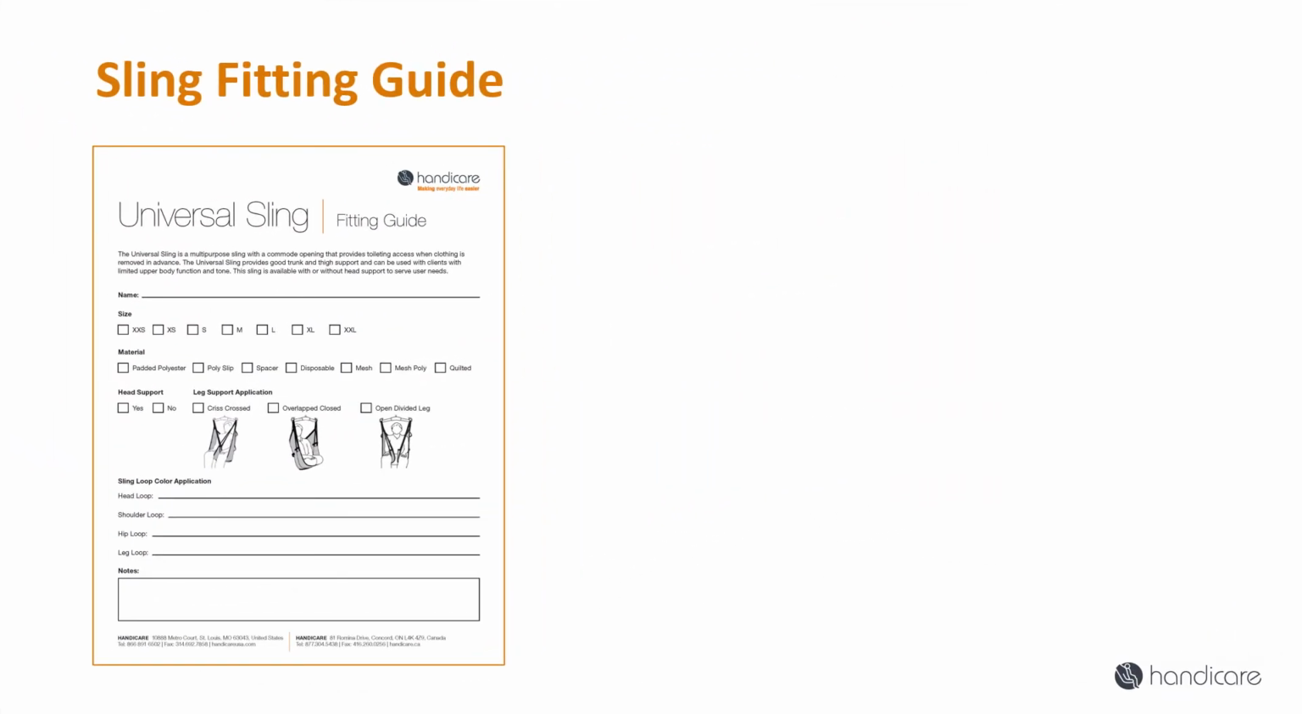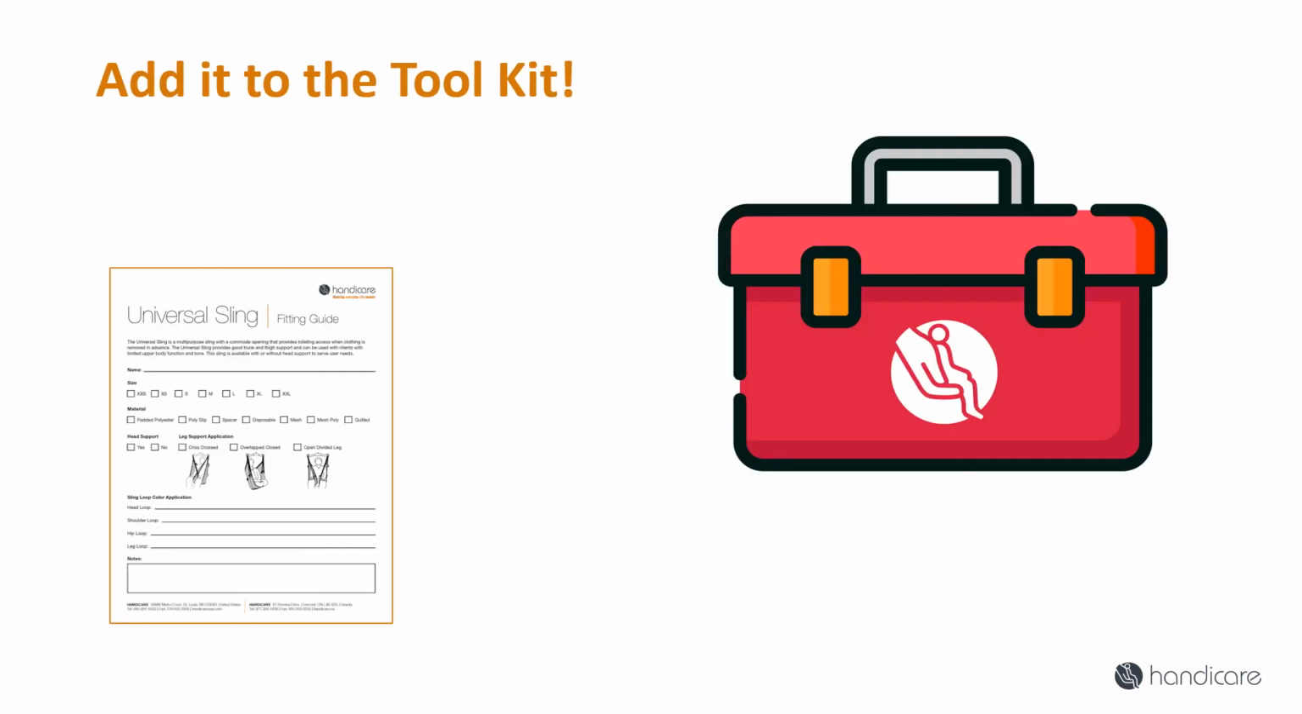Once the sling size fitting has been completed with the resident, the information can be documented and communicated with staff. On screen is a sample of a universal sling fitting tool. It's an easy to complete form that can be used for staff training or can be used to communicate resident sling needs with staff. Feel free to add this handy resource to your staff training toolkit.